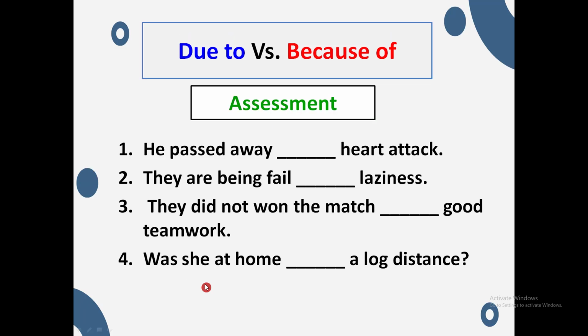Practice time, dear guys. Read the four fill-in-the-blank sentences carefully and leave your answers in the comment section below.